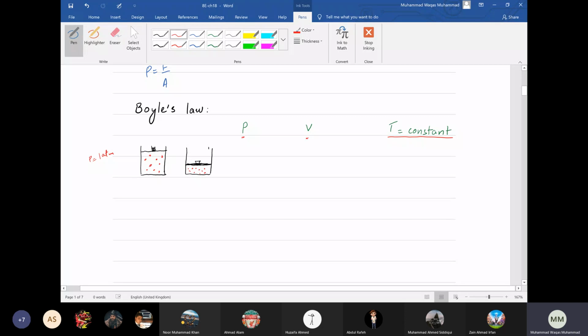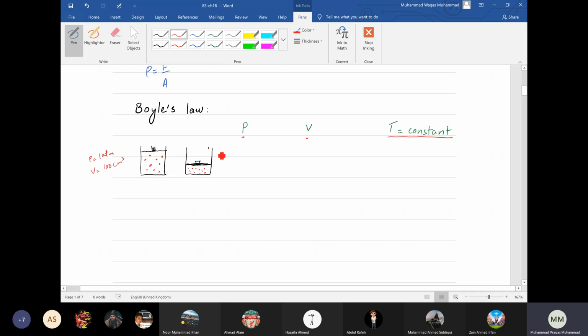And you know what is 1 atmosphere? It's about 100,000 pounds pressure. And the volume of the gas here is, let's say, 100 cubic centimeter. Okay, understood, beta?